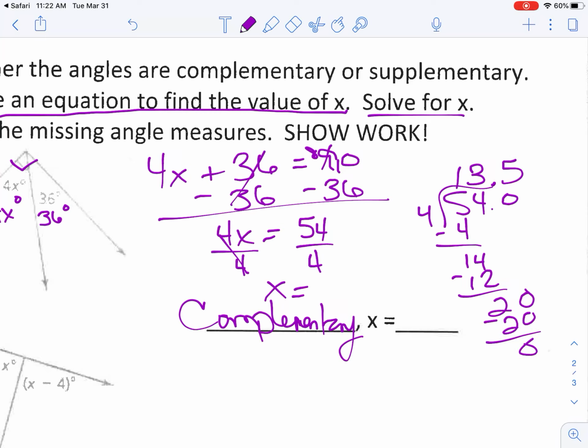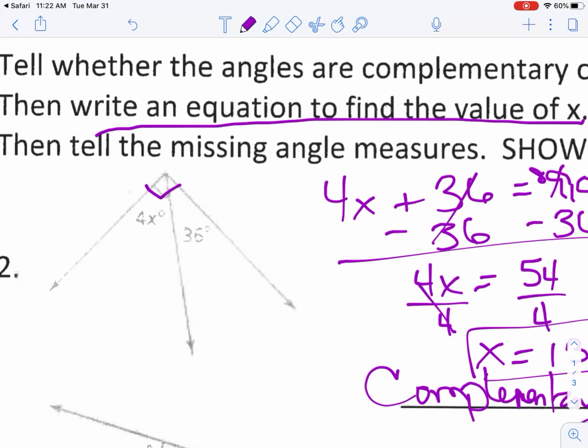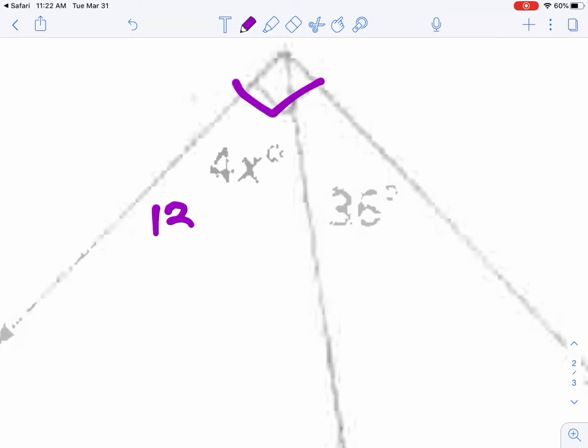Okay, so we get our x is 13.5. Okay, and then if we want to go back, see if this makes sense, which I highly recommend, we just said that x is 13.5.